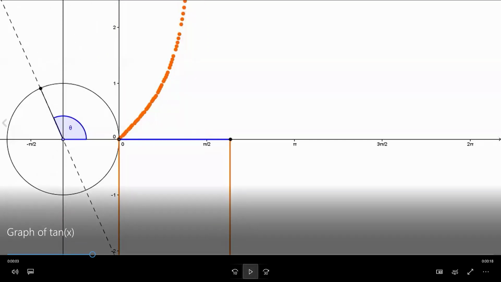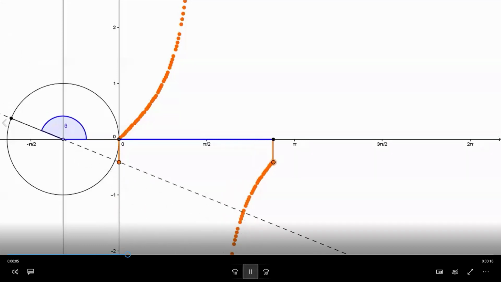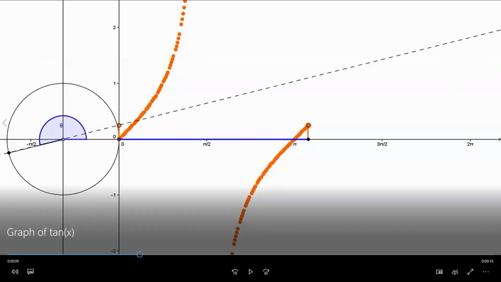For now it's just going to skip over pi on 2 because I manually draw in the asymptotes later. But now what we're looking at is just past pi on 2. We have a very big negative tan value. At the moment it's actually off the graph, but we'll see it start to appear on the screen in a moment if I resume playing. So here it comes up towards 0 at pi.